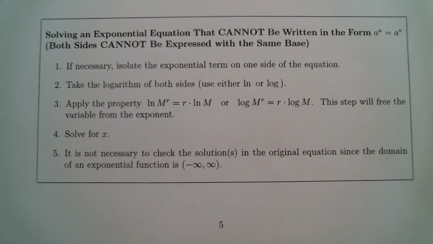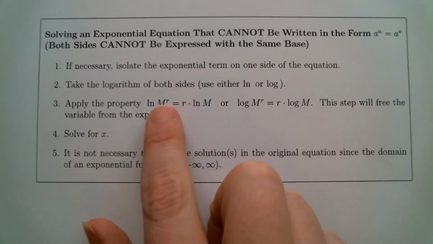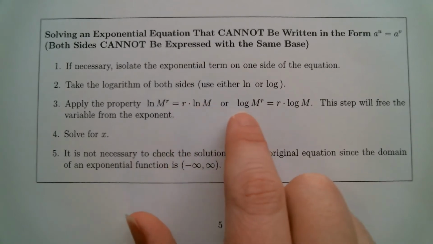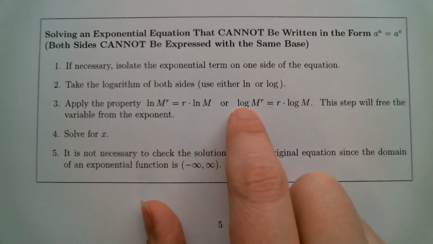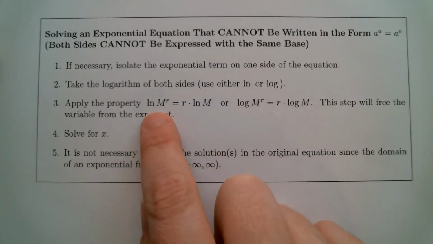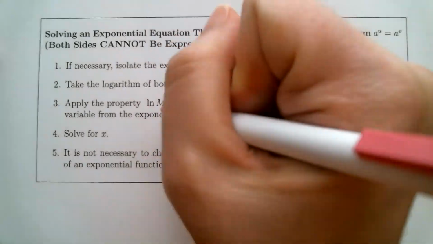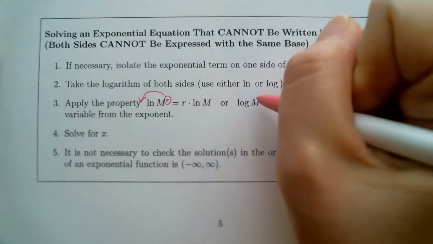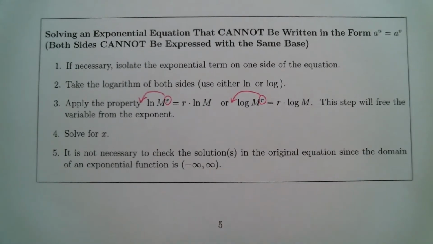Once you take the logarithm of both sides, you're going to apply this property. I have it written here for the natural log, and I have it written here for log. Same property. This is what we learned in section 6.5, that if you have a logarithm raised to a power, you can bring that power down in front. So we will use that property, and that is going to free the variable from the exponent. So that's why we're doing that.